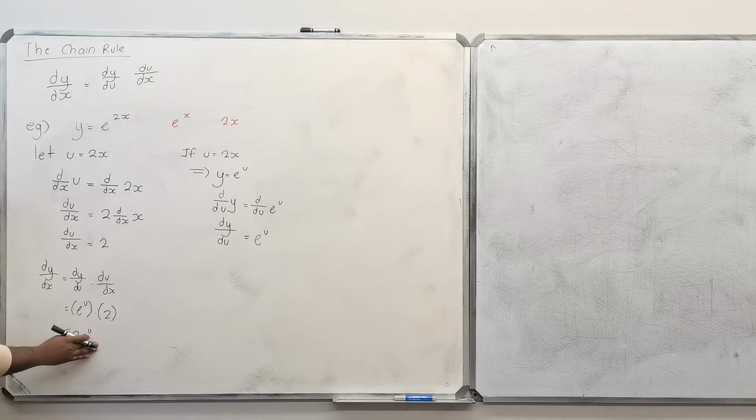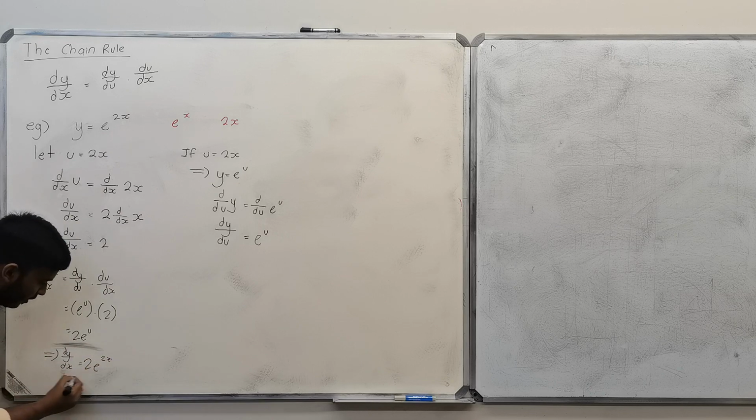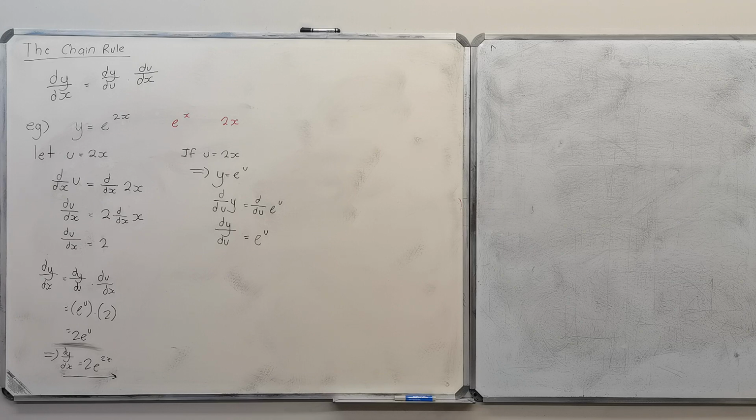No, sorry, that's not your answer. You can't leave it in u because you're deriving y with respect to x. So your equation should come out with terms that have x in it. So what you will do is you will say dy over dx is equal to 2e to the power 2x, because you let u equal to 2x. And that is the derivative of e to the power 2x. Do we understand what I did?